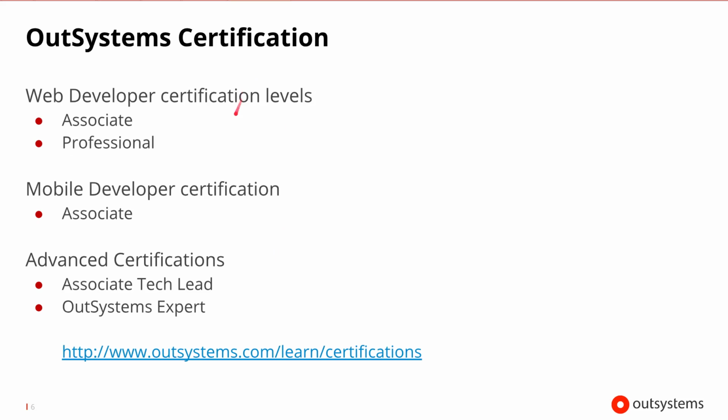And if you go ahead and take that exam, you can then move beyond the associate web developer level. You could move on to the professional web developer level. You could then take an associate mobile developer, and you don't have to finish the web to do the mobile. They're two separate things. And then there are also advanced certifications, like the Tech Lead certification, which will help you prepare and learn how to lead an OutSystems development team, and things like the OutSystems Expert, which is someone who knows all of the different areas of OutSystems and all the different types of development that can occur there.